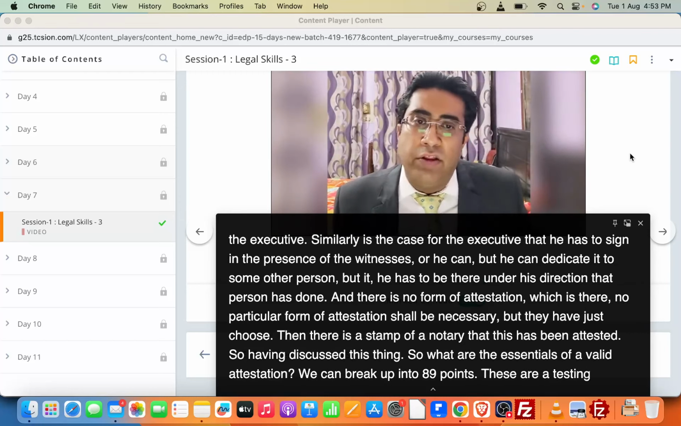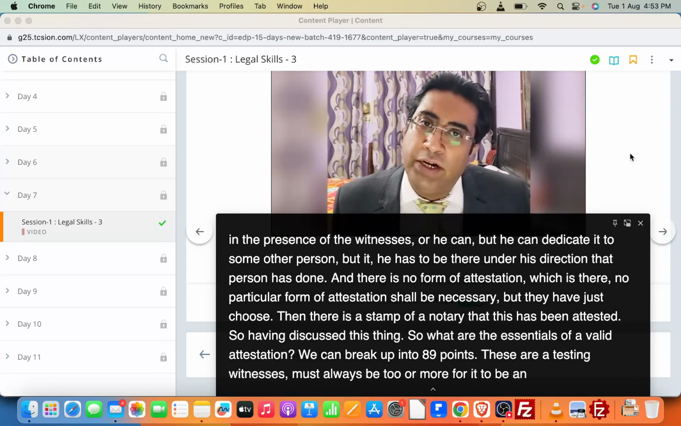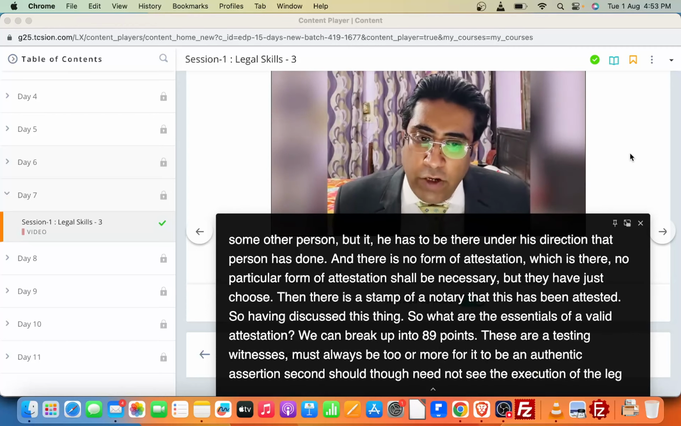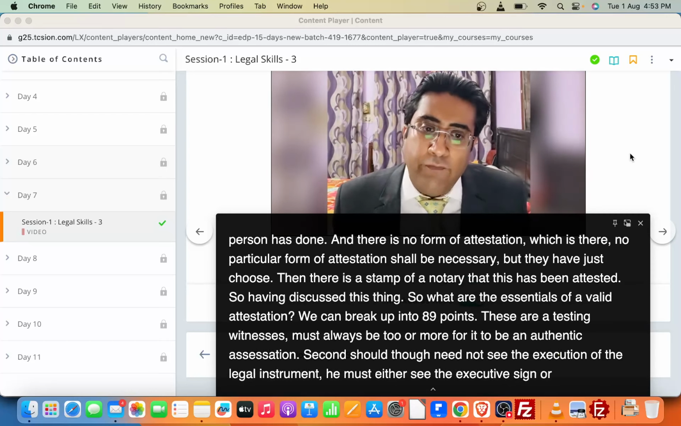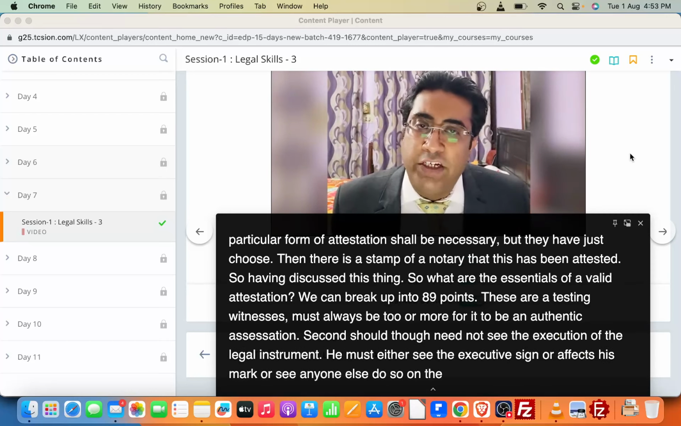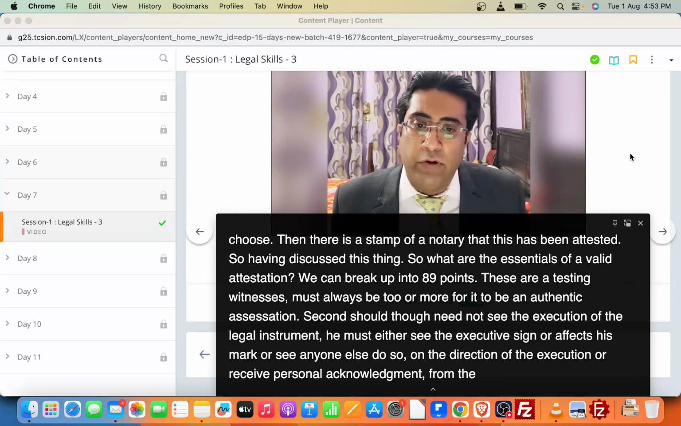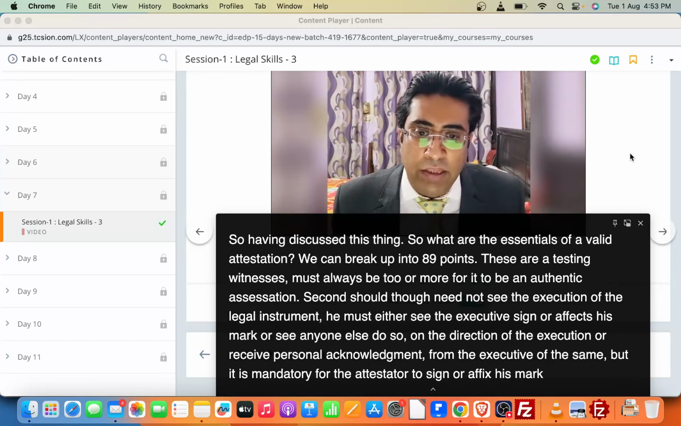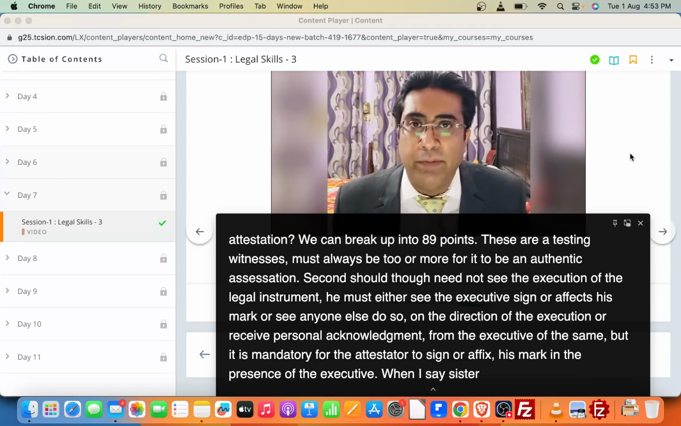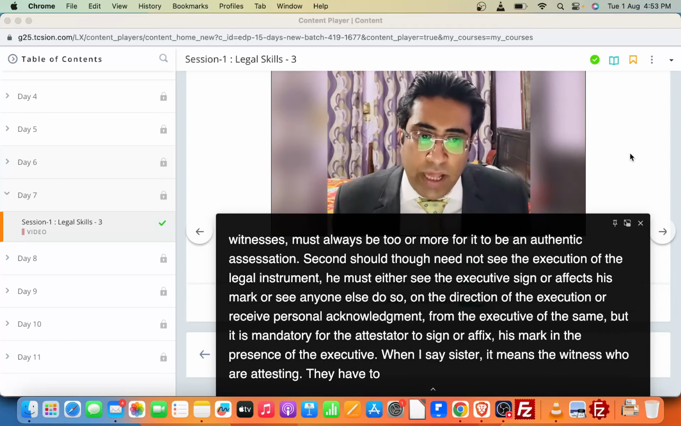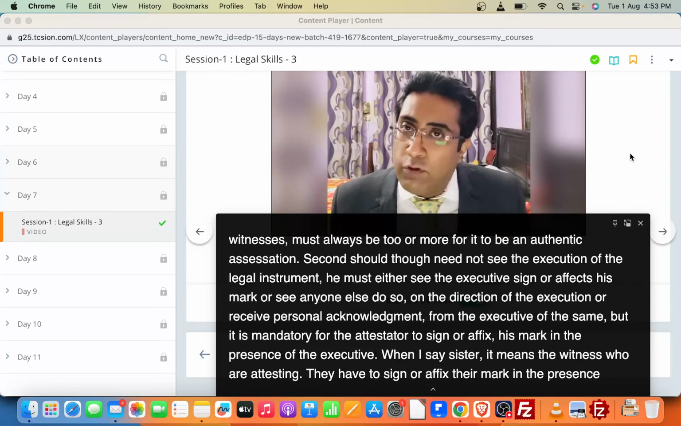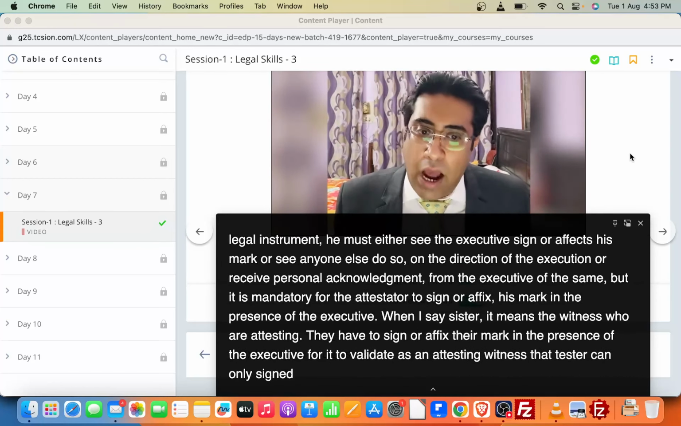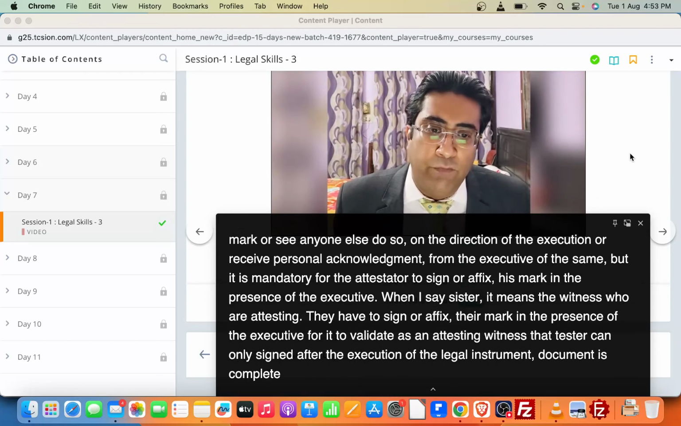These are: attesting witnesses must always be two or more for it to be an authentic attestation. Second, the attester, though he need not see the execution of the legal instrument, must either see the executant sign or affix his mark, or see anyone else do so on the direction of the executant, or receive personal acknowledgement from the executant of the same. But it is mandatory for the attestator to sign or affix his mark in the presence of the executant. When I say attestator, it means the witnesses who are attesting. They have to sign or affix their mark in the presence of the executant for it to be valid as an attesting witness. The attester can only sign after the execution of the legal instrument document is complete for it to be a valid attestation.